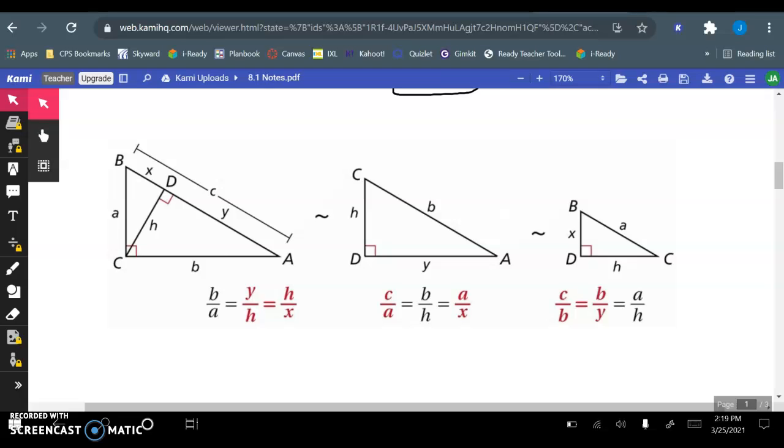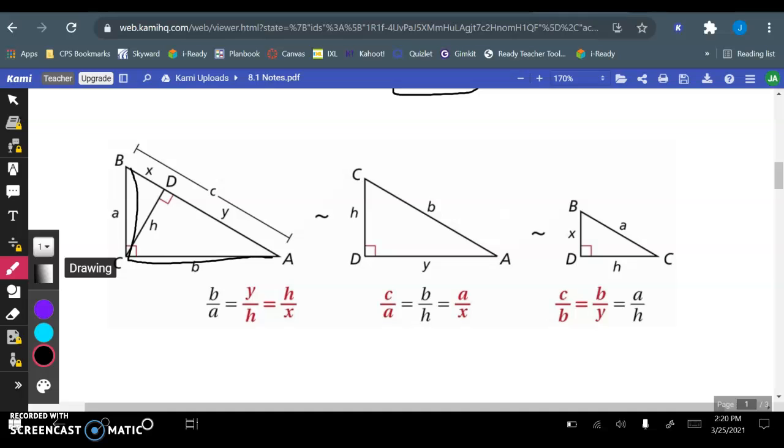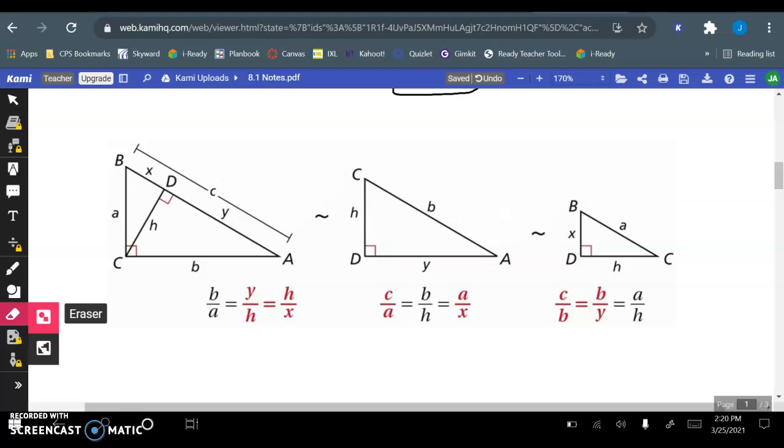This picture here is just showing us the different similarity ratios that we can come up with. So the first picture is of the large triangle, and it's saying when we take the side length B over A, so the bottom leg over the side leg, is equal to, in the medium triangle, the Y over the H, and then on the small triangle, the H over the X. So the similarity ratios of side lengths on each triangle compared to the other ones. So they always start with the large triangle.